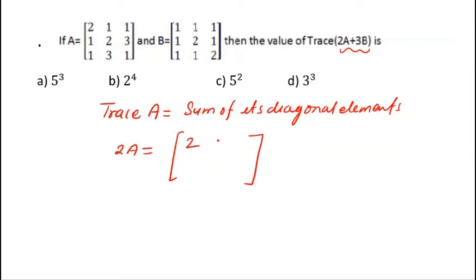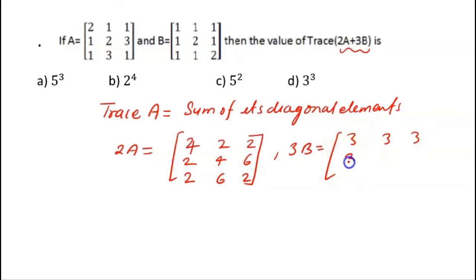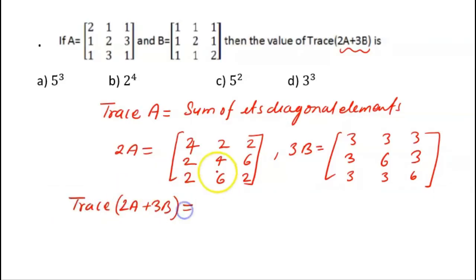So 2A has 2 into 2 is 4, 2 into 3 is 6, and so on. Because our concern is just the diagonal elements, I can look at 2 into 2 is 4, plus 4, plus 2. But for your understanding I am doing it. What is 3B? 3 into 1 is 3, 3 into 2 is 6, 3 into 1 is 3, 6. Right. So what is 2A plus 3B? They are asking me the trace of 2A plus 3B. So I am going to write directly now, because it will take time unnecessarily.